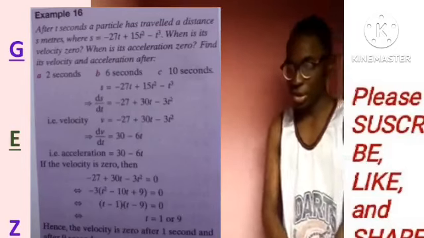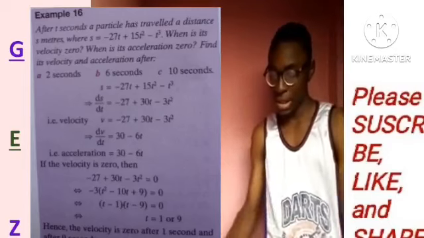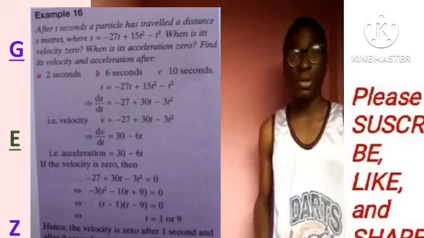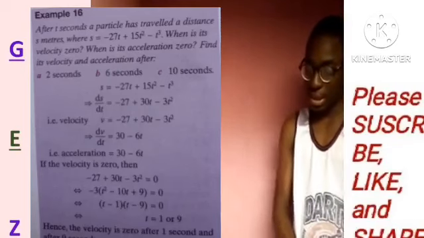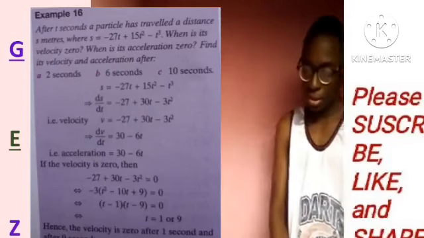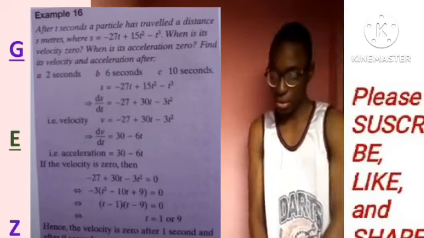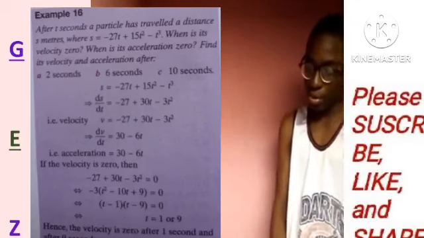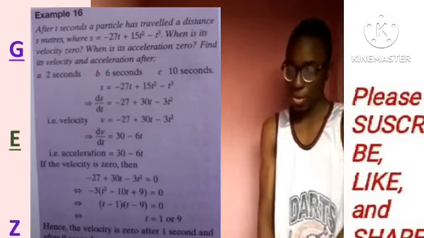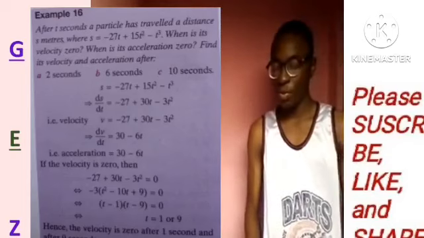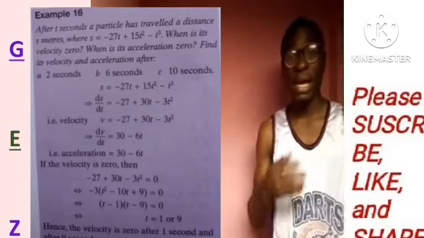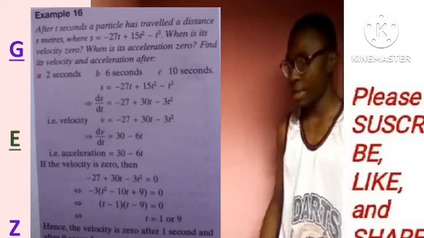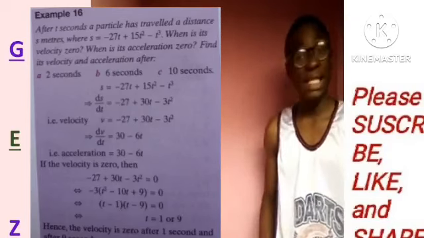Now in this question, when you're asked when is its velocity 0, all you need to do is equate that equation to 0. As you can see here, we equated that to 0. Now dv/dt is the expression for acceleration, because acceleration is the derivative of velocity with respect to time, right? That means the acceleration expression is 30 minus 6t.